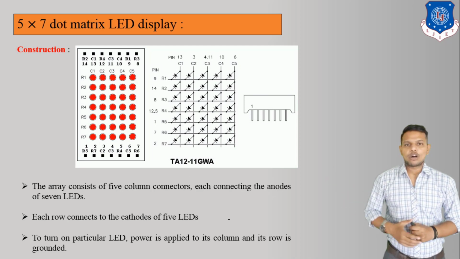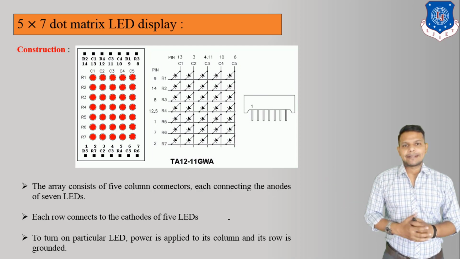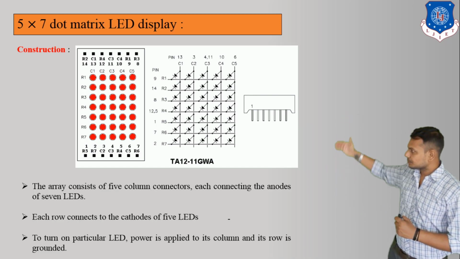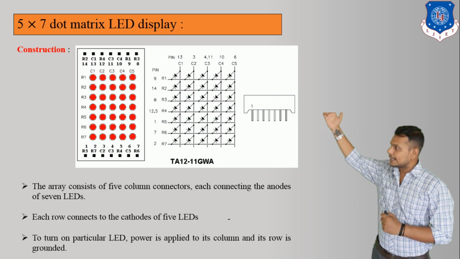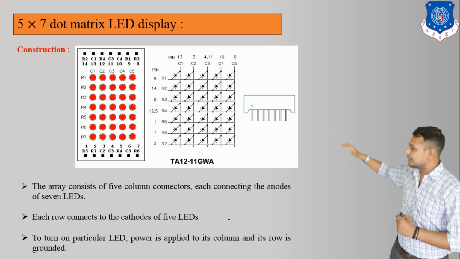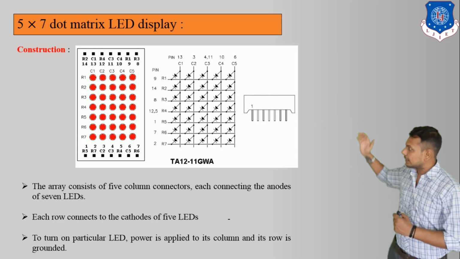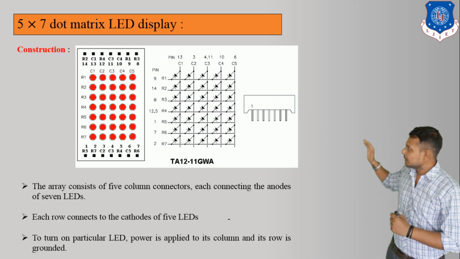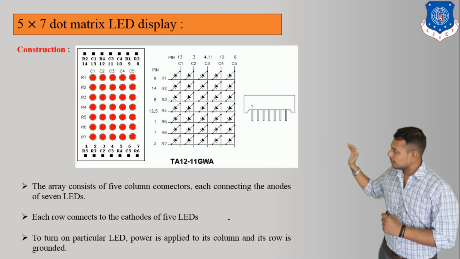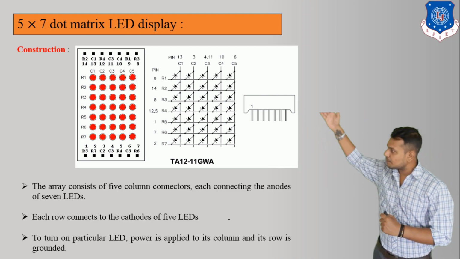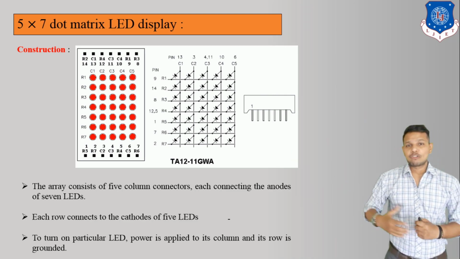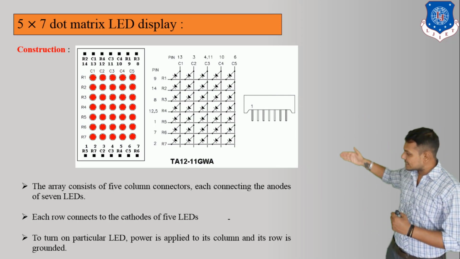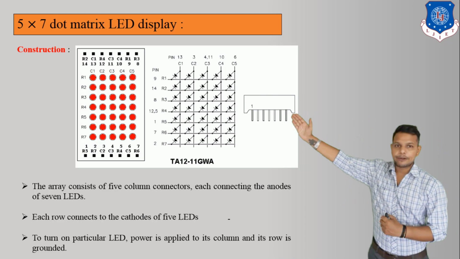Here is an example of a 5 by 7 dot matrix LED display. Here we can see these are the rows, and above we can see the columns. Here it is represented as R for row, and here it is represented as column. It is known as 5 by 7 because here we can see 7 and here 5.